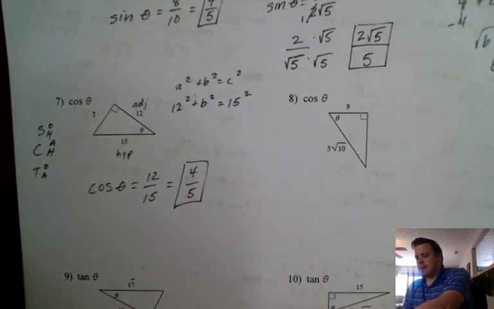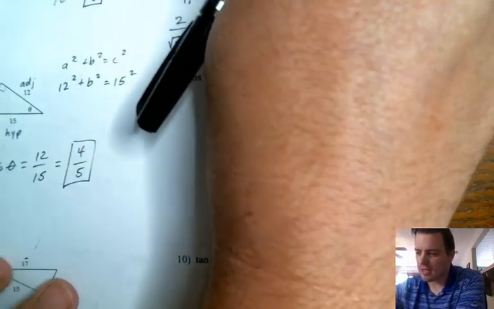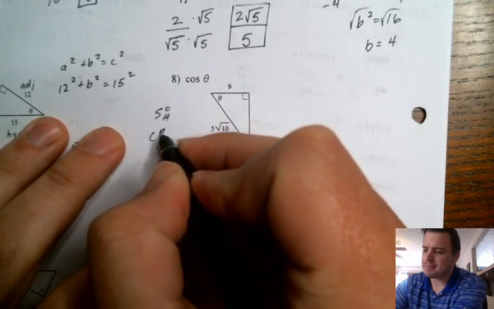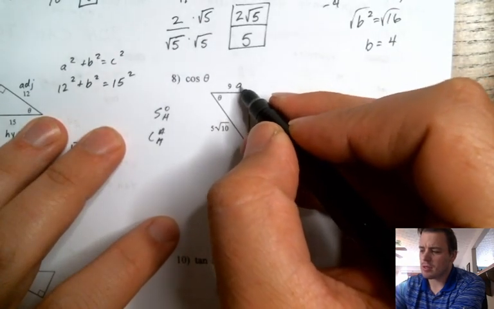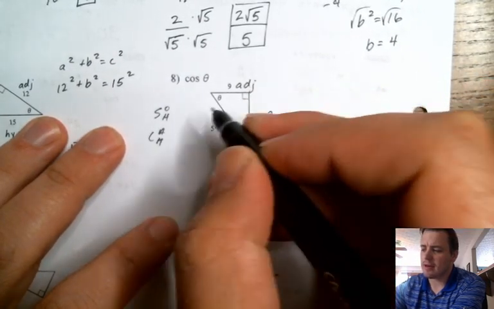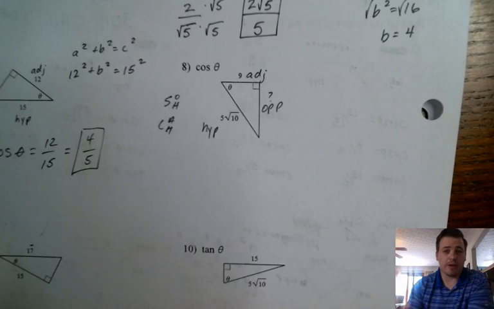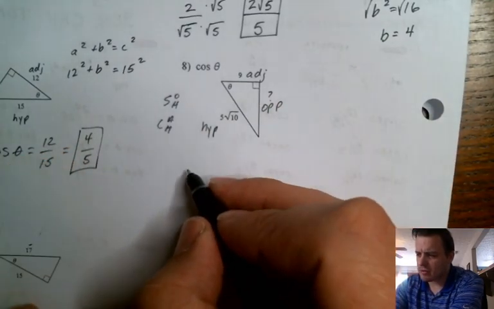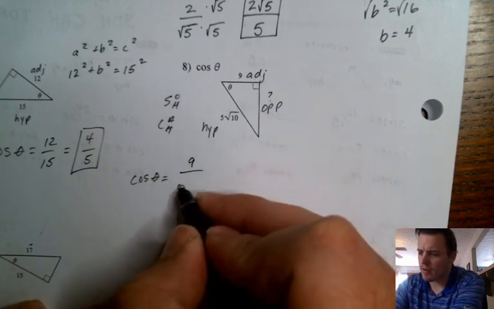Okay. All right, going over here to number 8. So cosine, SOH CAH TOA. We need adjacent over hypotenuse. Adjacent would be this, opposite would be that, and that would be the hypotenuse. So hey, look, same thing here. We don't know this angle, but we don't need to know that angle because we're just looking for cosine. All right. So adjacent over hypotenuse: cosine theta is equal to 9 over 5 radical 10.